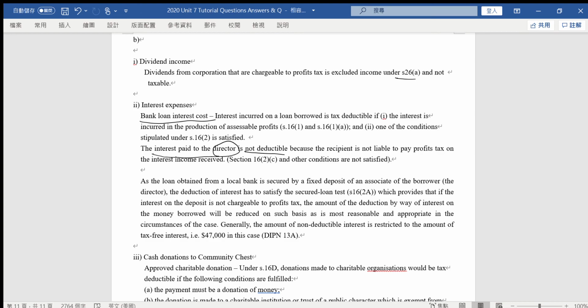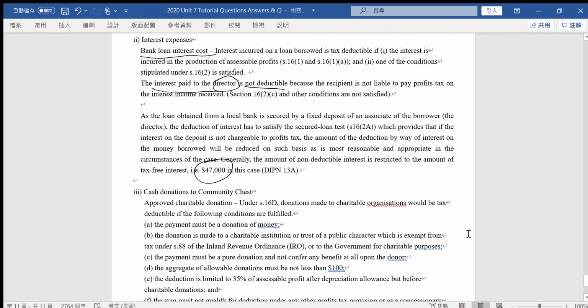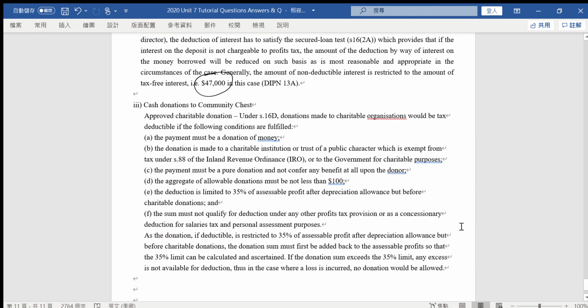Another one will be related to the loan being secured by an associate partly, and then you should mention that finally this amount will not be allowed to deduct because it will be received by a connected person, the directors. And then the last one will be related to the cash donation to the community chest, and you need to discuss it in detail according to the marks allocation. If that is just 1 mark, then you just simply provide a simple answer. But if that accounts for 5 marks, 10 marks, then you should provide more detail.